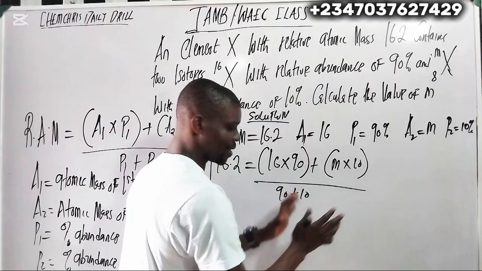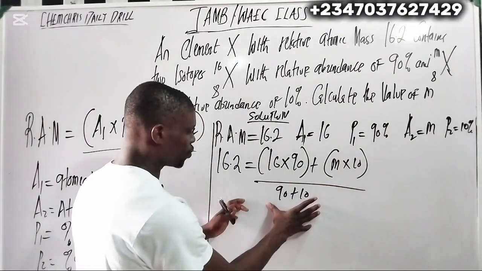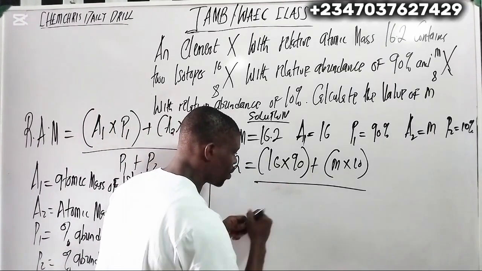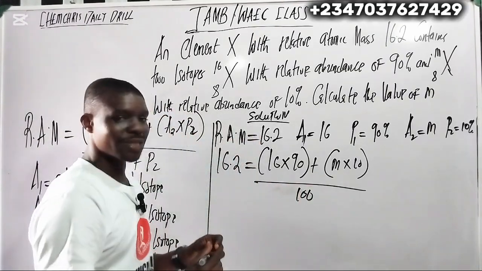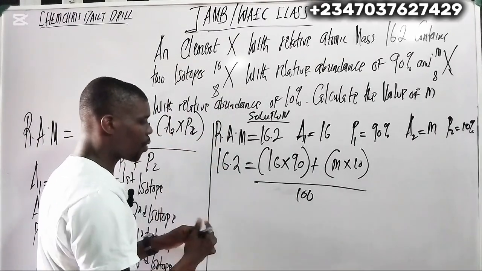This way I'm going to solve it here. Of course, this is going to be 100, right? So 100 times this, I will cross multiply, because 90 plus 10 is 100. So when I cross multiply, what will happen here?